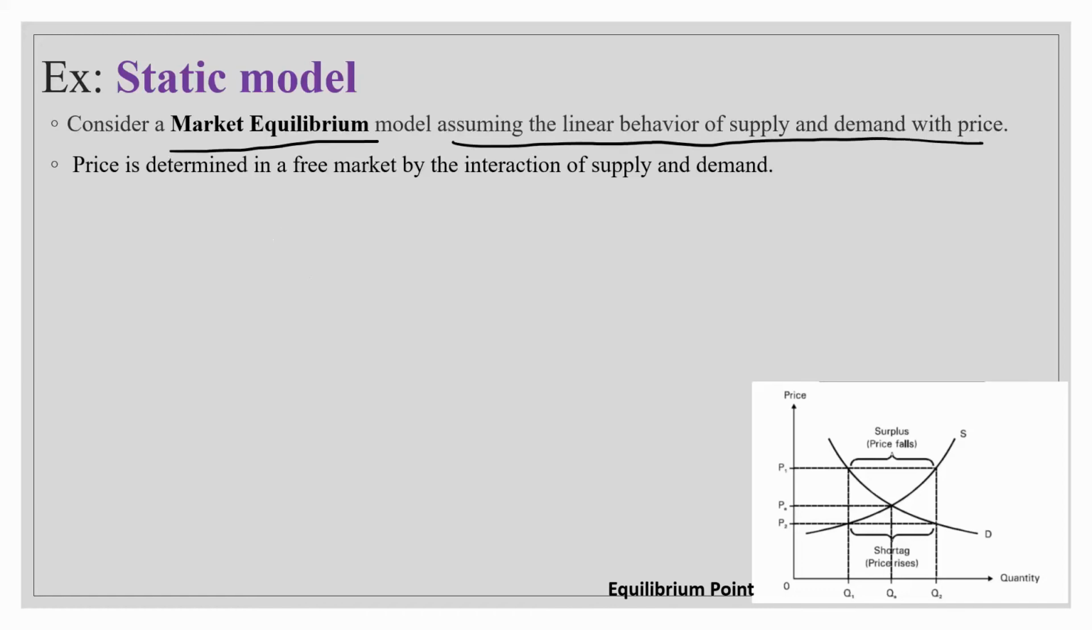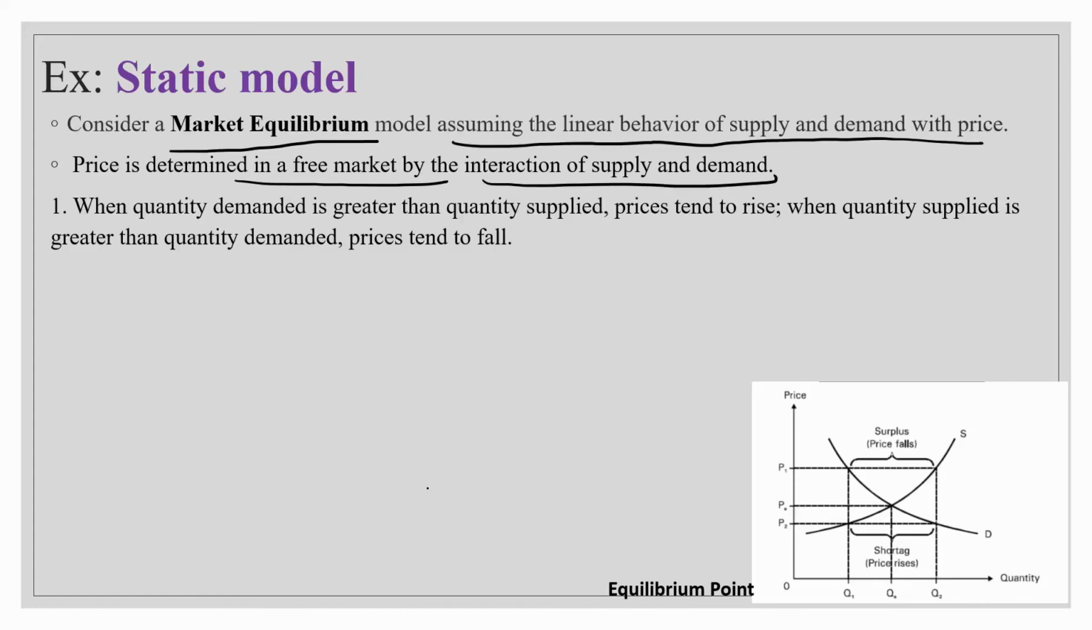As you know, the price is determined in a free market by the interaction of supply and demand, and we have three rules determining the price of a product. The first one is when the quantity demanded is greater than the quantity supplied, the price tends to rise. This is logical: when we have a higher demand than the quantity supplied, we have an increase in price, and when the quantity supplied is greater than the quantity demanded, then the price tends to fall.